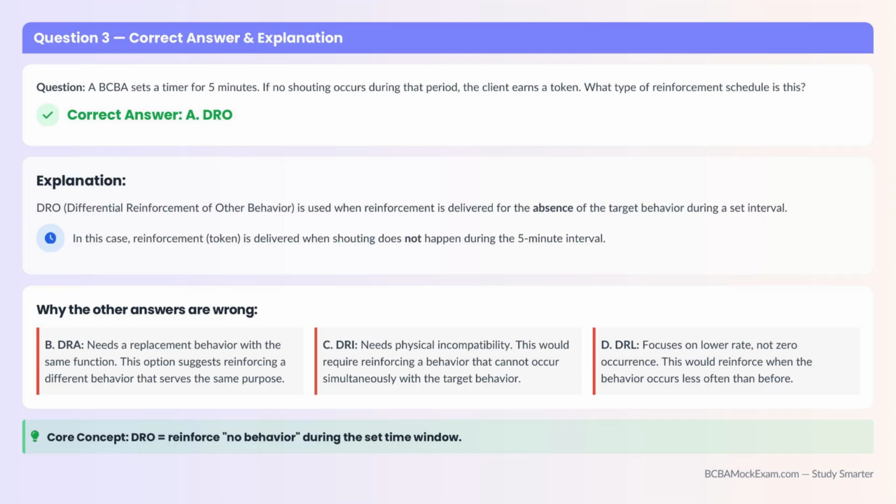The token is delivered only if there is zero shouting during the 5-minute interval. That matches the definition of DRO, reinforcing the omission of the target behavior. Option B, DRA, would require us to identify a specific alternative, like using an inside voice to ask for attention. Option C, DRI, would require a behavior that physically prevents shouting, such as sustained whispering or silent reading, which isn't mentioned. Option D, DRL, allows some shouting but at a lower rate. Here the goal is zero shouting during the interval, not just less. So, timers plus no behavior language equals DRO.